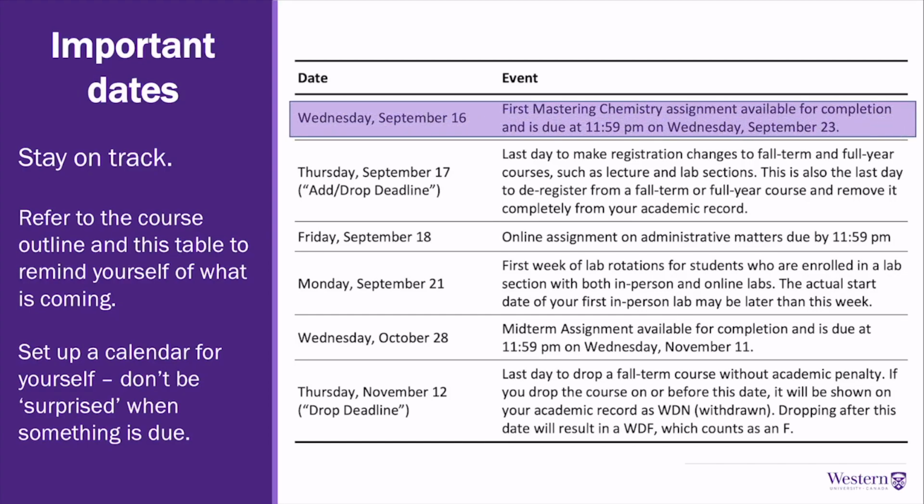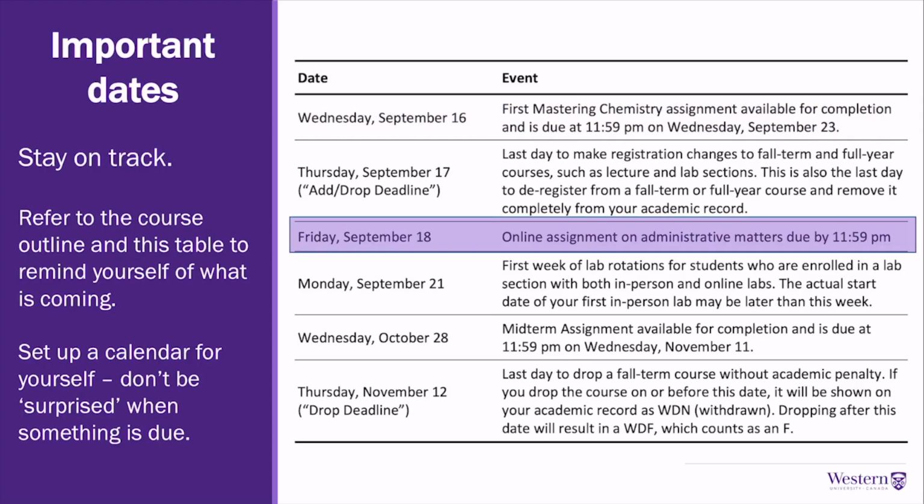Now, a couple of key dates. First things first, we have a mastering chemistry assignment. Now, maybe you don't know what that is yet, but you will shortly. And there's lots of information on OWL about this, but this just gives you the heads up that there are things coming due in the next couple of weeks. We also have a quiz. And don't worry, it's not worth too much or anything. It's on administrative matters of the course, i.e. this course outline. It requires you to look at it, inform yourself about the administrative matters of the course so that when questions do arise, you have the tools and the abilities at your fingertips to answer the questions efficiently.